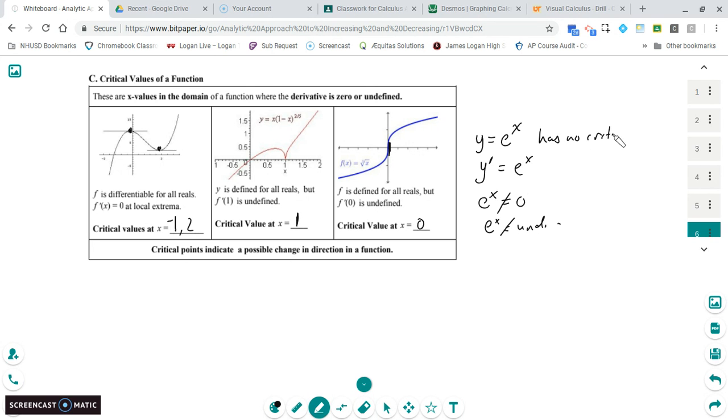All right, so I just wanted to throw out several cases of examples involving critical values. We'll be using those to determine extrema of functions in our next lesson.